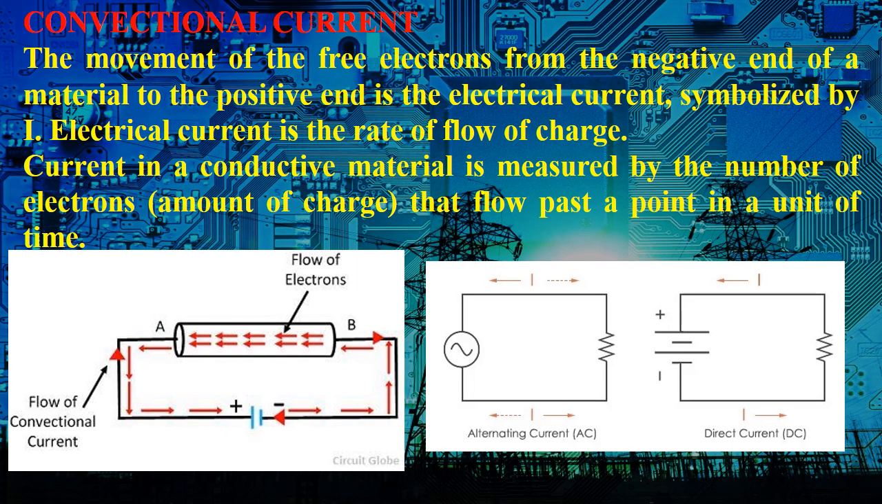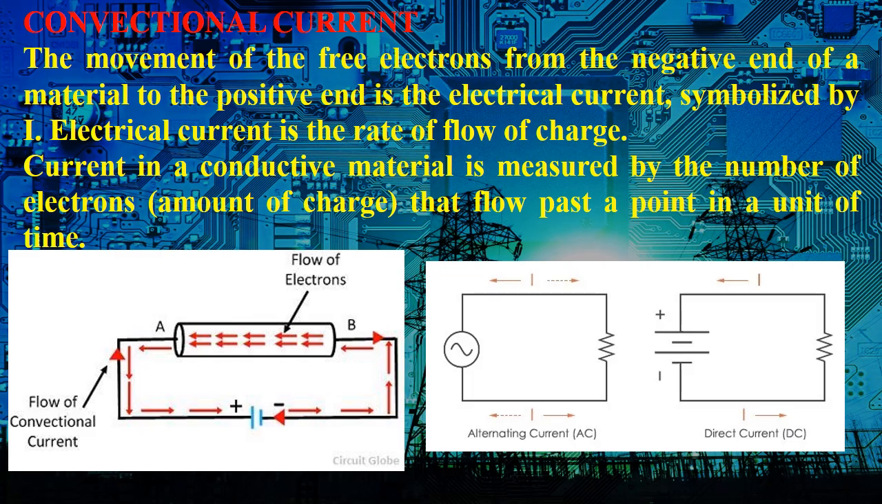Negative to positive is the flow of electrons or current. Positive to negative is conventional current. The movement of the free electrons from the negative end of a material to the positive end is the current, electrical current, symbolized by I. Electrical current is the rate of flow of charge, and conventional current is the opposite, from positive to negative.